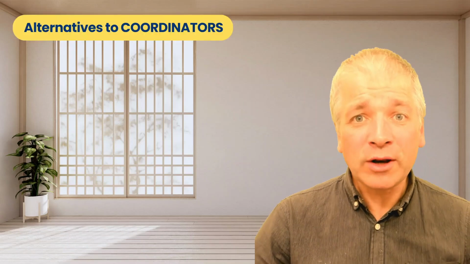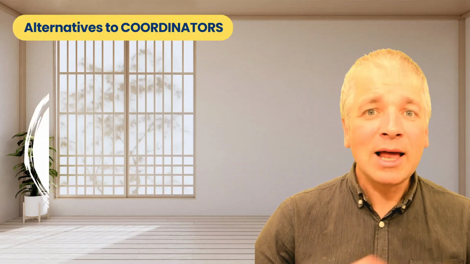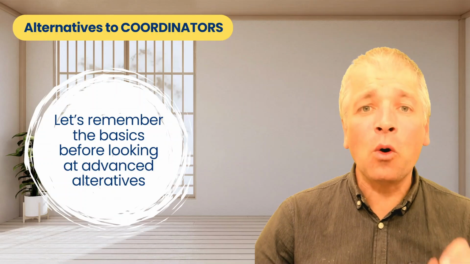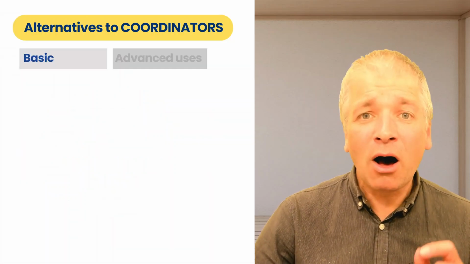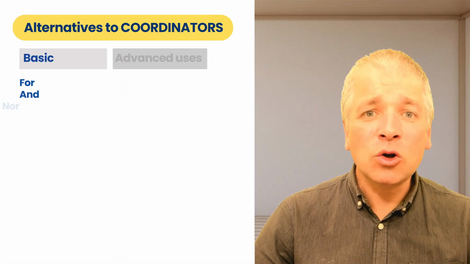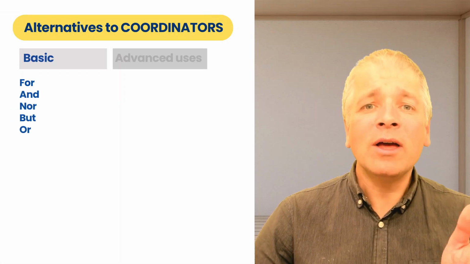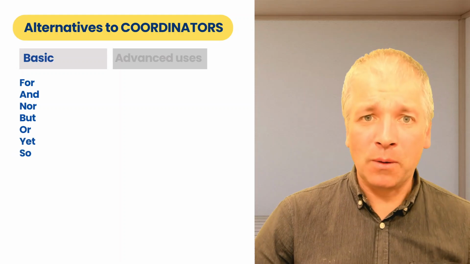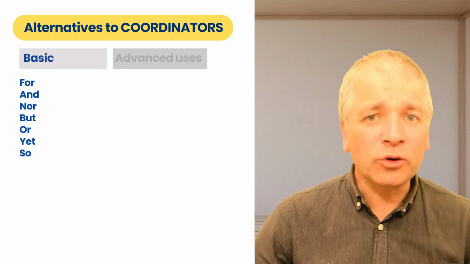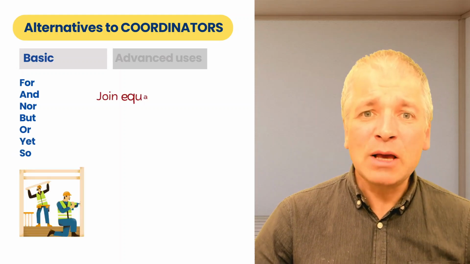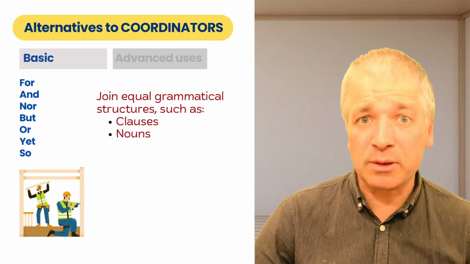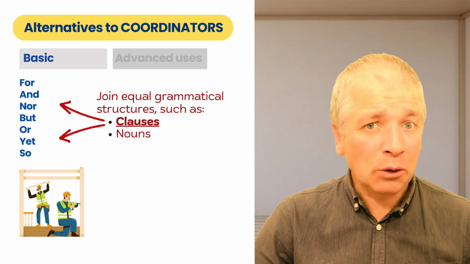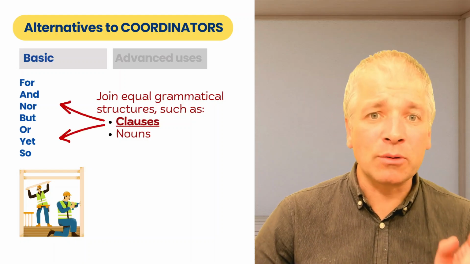Starting with alternatives to coordinators. Let's remember the basics before looking at these advanced alternatives. The basics are for, and, nor, but, or, yet, and so. These are the 7 coordinating conjunctions, and these are used to join equal grammatical structures such as clauses or nouns. If you want to join clauses, then you'll need to use these.